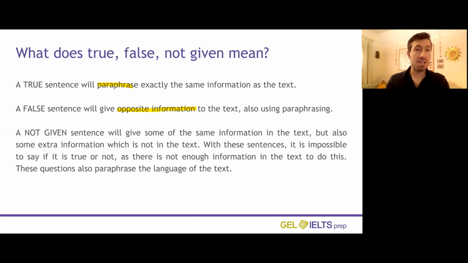And then a not given sentence will give some of the same information in the text, but also some extra information which is not in the text. So with these sentences, it's impossible to say if it's true or not, as there's not enough information in the text to do this. And these questions also paraphrase the language in the text. So when you look at it and you look at the text, you're like, maybe, but I don't know. And it's impossible to say if it's true or if it's false in that situation. So that would be not given.